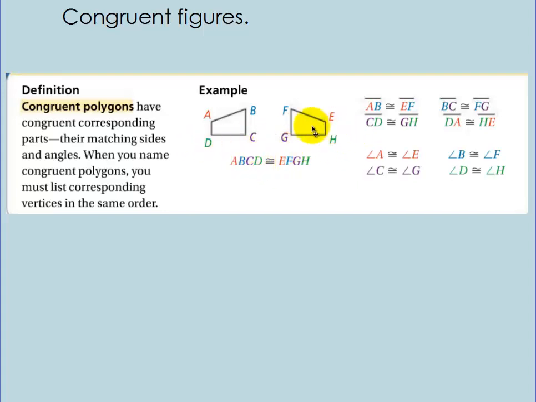So when you have congruent polygons, we can say the line segments are congruent. So AB is congruent to EF. So this AB and EF are congruent. BC is congruent to FG, and so on. Same thing with the angles. So angle A is congruent to angle E, and angle D is congruent to angle H. So the sides and the angles are congruent.